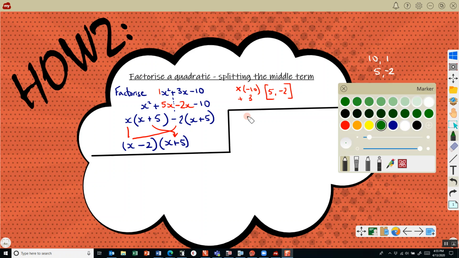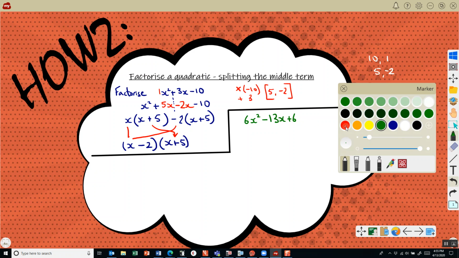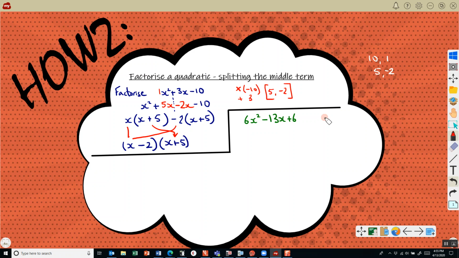So the next one we want to factorize is 6x squared minus 13x plus 6. So it looks not particularly very nice, but it's exactly the same process. We want two numbers that multiply to give, now we said in the first one, 1 times negative 10, which was negative 10. In this one, we want two numbers that multiply to give 6 times 6, which is 36. And the same two numbers have to add to give negative 13.